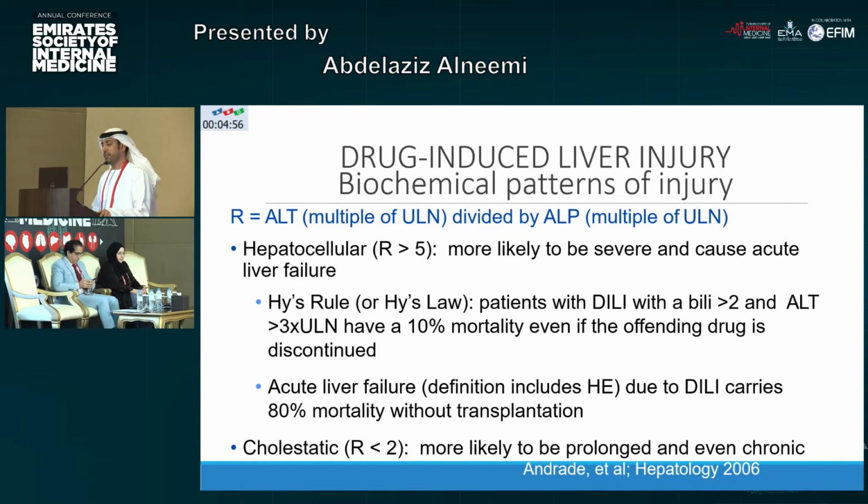In a hepatocellular pattern, the R is more than 5, more likely to be severe and cause acute liver failure. There is Hy's rule or Hy's law. A patient with DILI with bilirubin more than 2 and ALT more than 3 times the upper normal has a 10% mortality even if the offending drug is discontinued. Acute liver failure, defined by hepatic encephalopathy due to DILI, carries 80% mortality without transplantation. Cholestatic picture, when the R is less than 2, is more likely to be prolonged and even chronic.